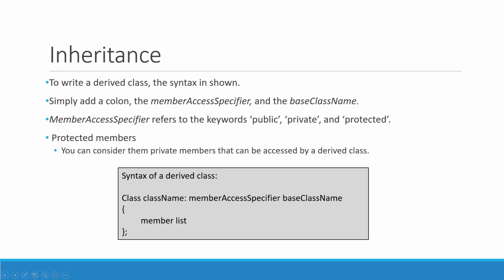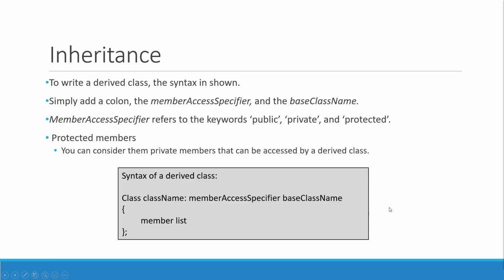So, now that you know what inheritance is, it's almost time to start applying that to our program, okay? So to write a derived class, that is a class that inherits from a base class, the syntax is shown in this gray box. We have the keyword class and then the class name, which is the new class that we're writing. And then we have a key term called the member access specifier, and then the base class name, which is the class that we're inheriting from, okay?